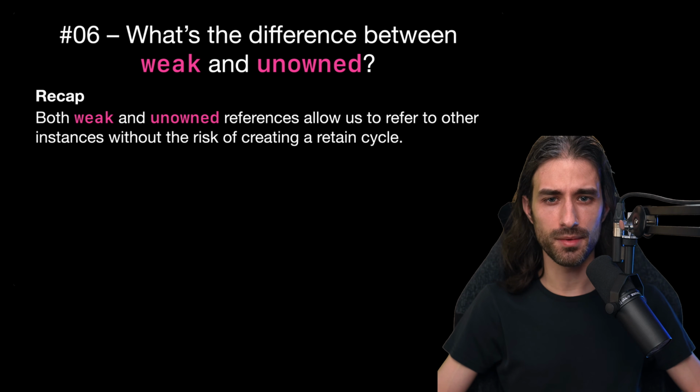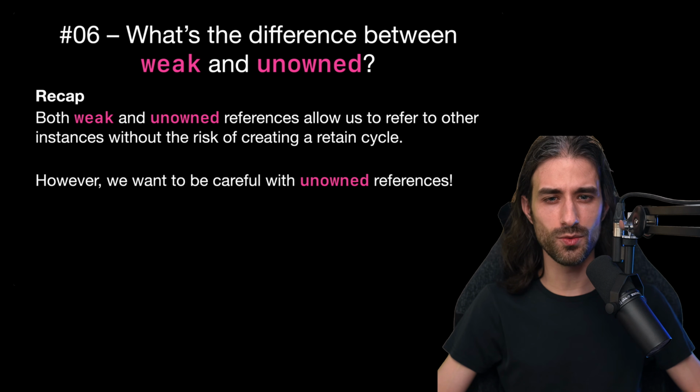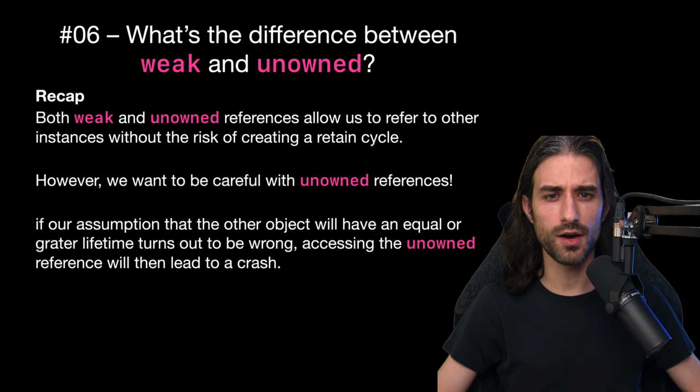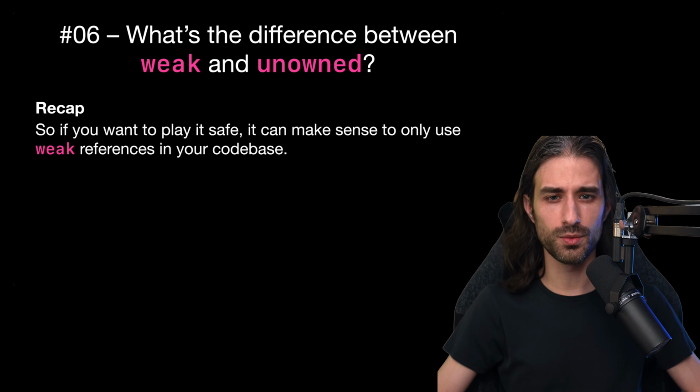We begin the recap by stating that both weak and unowned references allow us to refer to other instances without the risk of creating a retain cycle. However, we definitely want to be careful when using unowned references, because if our assumption that the other instance will have an equal or longer lifetime turns out to be wrong, then accessing the unowned reference will result in a crash. So if we want to play it safe, it actually makes sense to only use weak references inside a codebase.